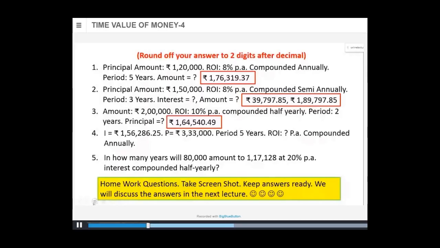Give me the answer of the fourth. Let's say 8%. Yes, somebody said 7.99. Yes, round off to 2 decimals. This is percentage. 7.99 and 8.01 difference. Okay, fine.